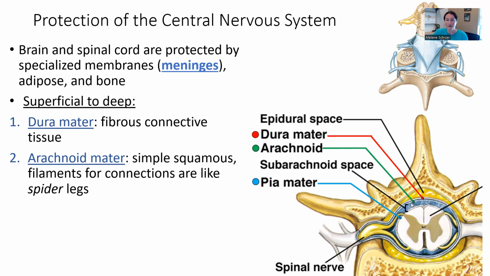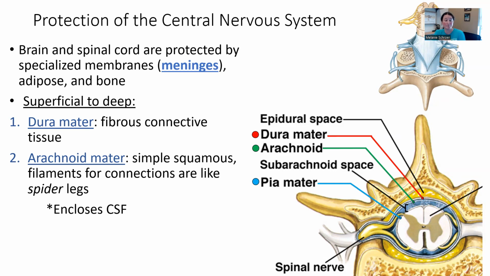Deep to the dura mater is the arachnoid mater. And so this is called arachnoid because it has these little protein fibers, like little legs here, and they kind of sort of look like spider's legs if you use your imagination. Okay, so this is the arachnoid mater, and the reason why there are these little spider-like filaments is that the arachnoid mater needs to keep some space between it and the next layer down. And the reason we need space is because we need to circulate the cerebrospinal fluid.